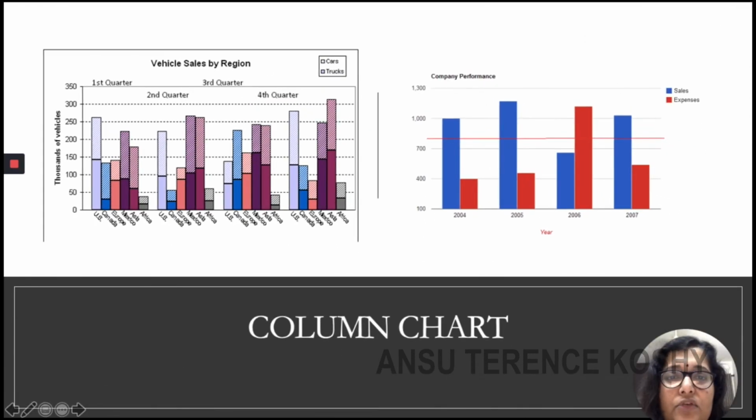These two are actually pictures of column charts. Can you see? In certain cases, if you have two types of data, you can place one on top of the other, or you can show it differently like this. There are different varieties. These are two different types of column charts.